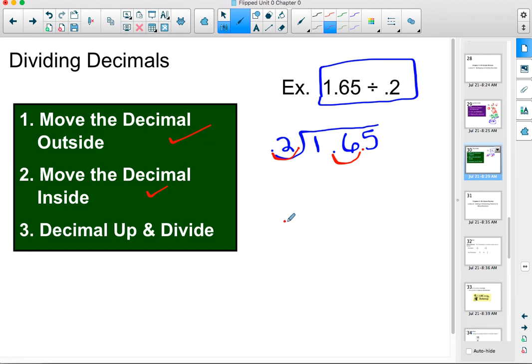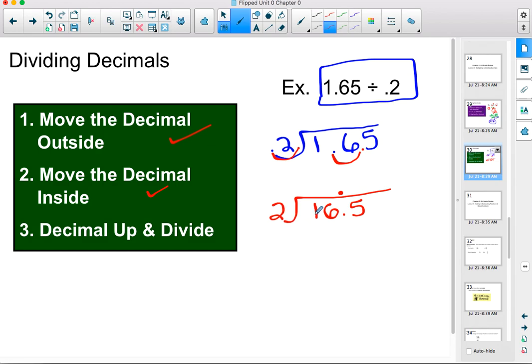After we do that step, I really like to rewrite the problem. I think it gets a little gummy up there with all the markings and the decimals, and this just looks a lot nicer. Our new problem is 16 and 5 tenths divided by 2. Step 3, decimal up and divide. What that means is take your decimal, move it up directly above where it is inside the house, into your quotient, and now we can do some division.